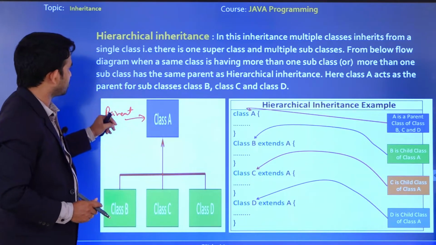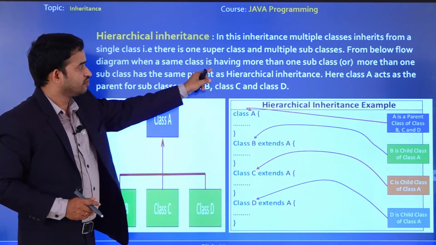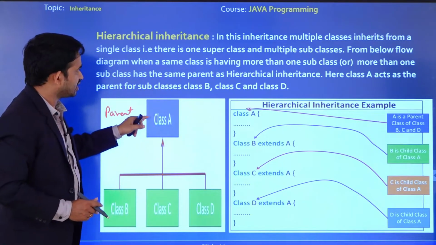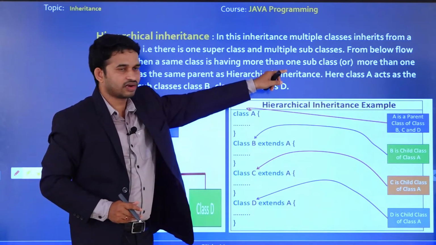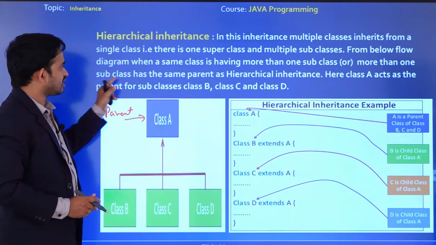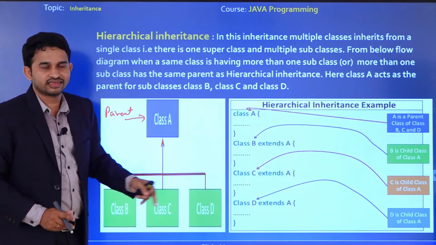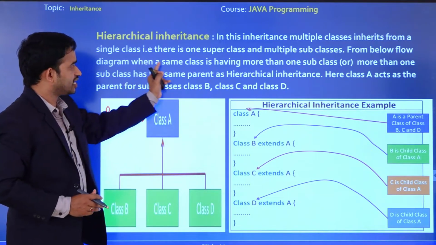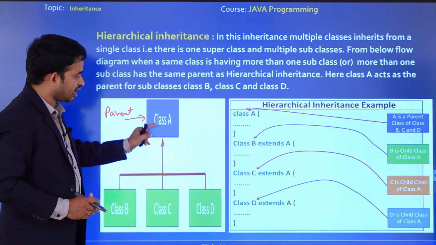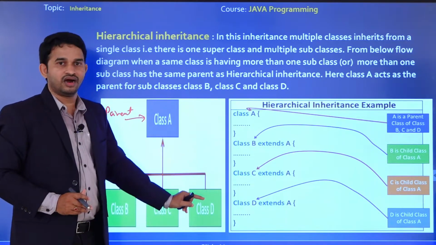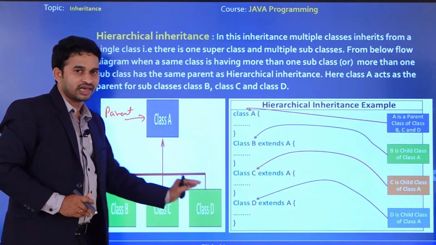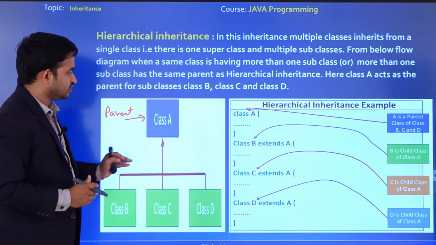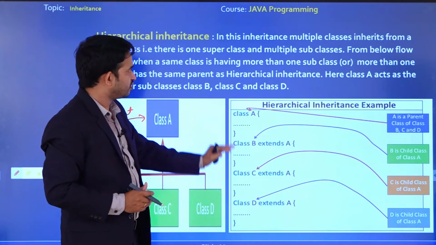For example, from this diagram, when the same class has more than one subclass, or when more than one subclass has the same parent class, we call it hierarchical inheritance. What is the meaning of hierarchical inheritance? From this diagram, when the same class has more than one subclass, or more than one subclass has the same parent class, we call it hierarchical inheritance. Clear, right?